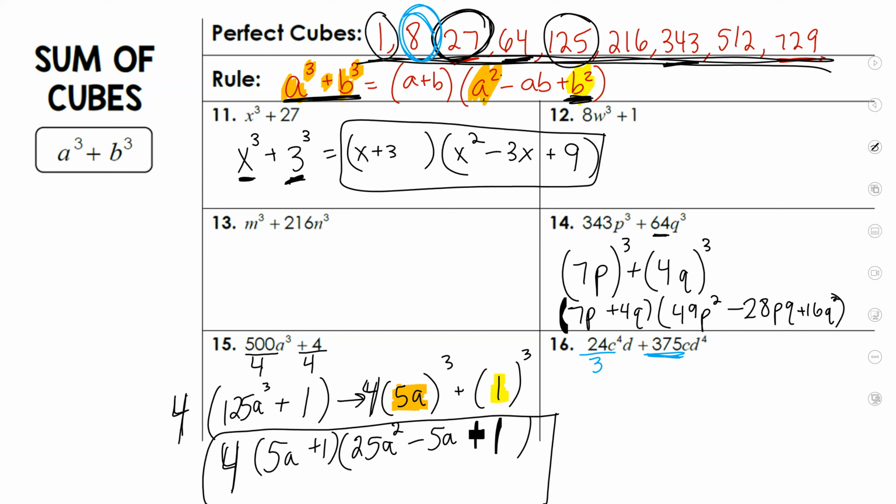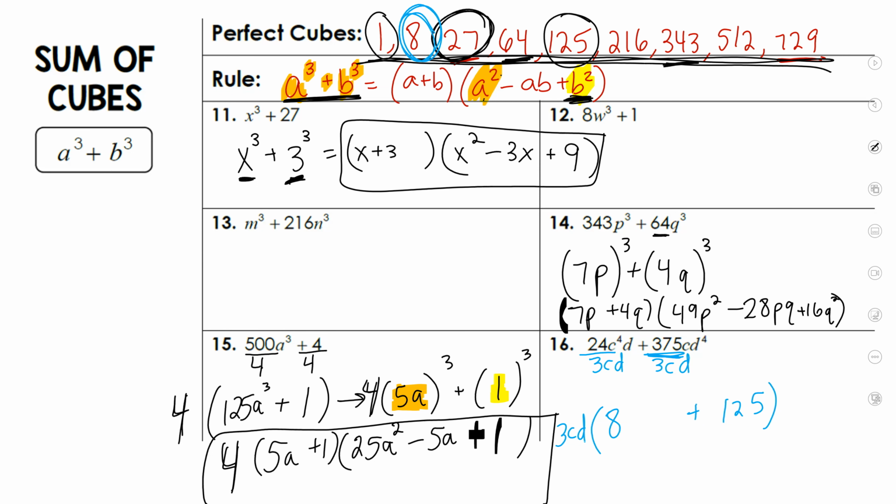Okay, so I'm going to divide these both by 3. 24 divided by 3 is 8, plus, and then 375 divided by 3 is 125. Okay, what else can I divide both of these by? Can these both give me a C? Yes, they can both be divided by a C and a D. So that will go on the outside. 3CD will go on the outside.